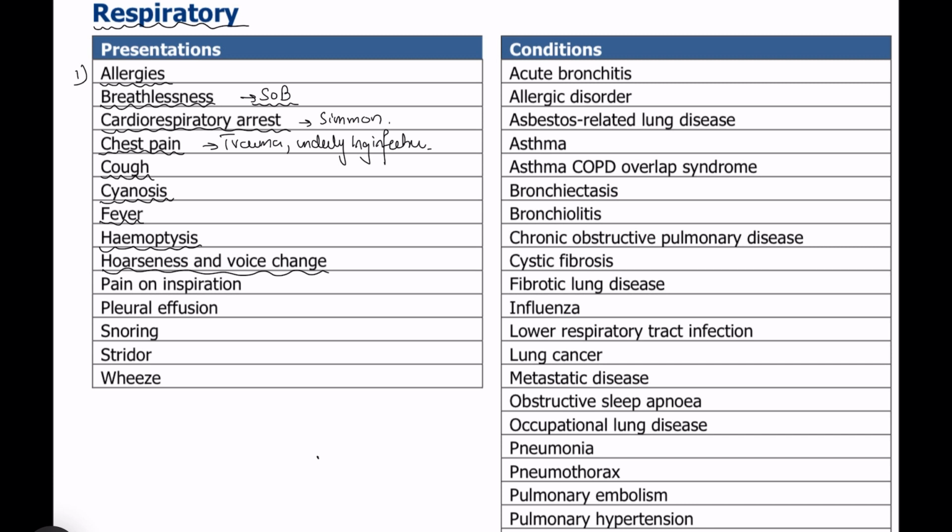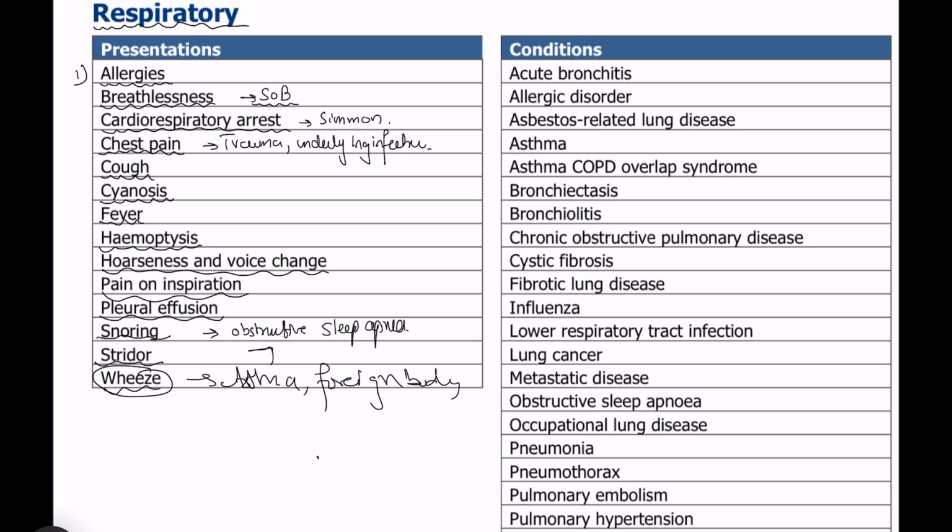And there can be fever, there can be blood in the sputum, hoarseness, a change in the voice, and pain on inspiration, pleural effusion, which is the accumulation of fluid in the pleural space. The patient can present with snoring, stridor, or wheeze. The wheeze is associated with asthma or foreign body. Same goes for stridor, and snoring is usually associated with diseases that are related to your sleeping, such as obstructive sleep apnea. In the UKMLA, you will remember snoring will be associated with obstructive sleep apnea.